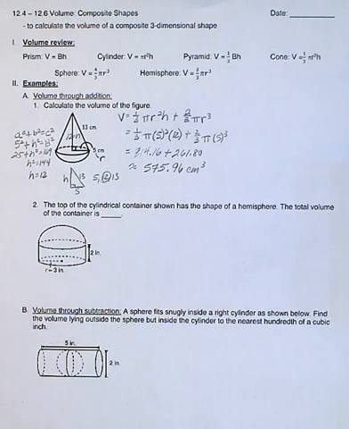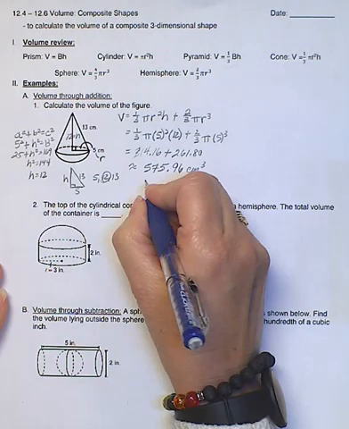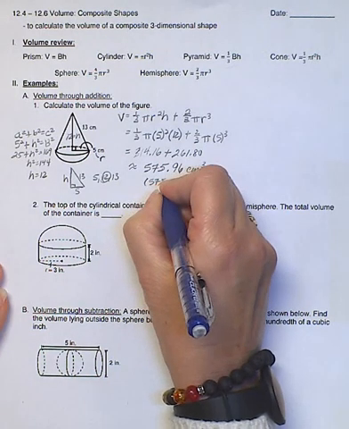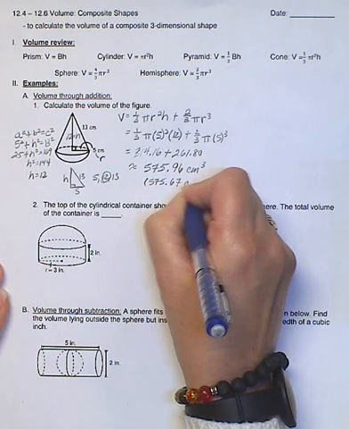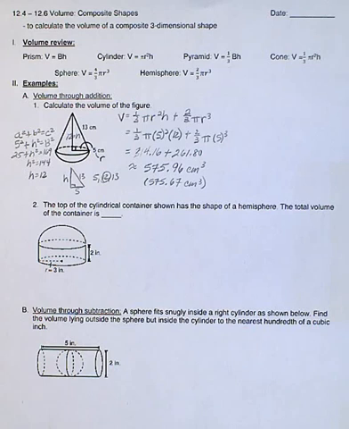Now you do get a slightly different answer if you don't have the pi button. You get 575.67 centimeters cubed. So let's talk about another problem where we're going to add them together.